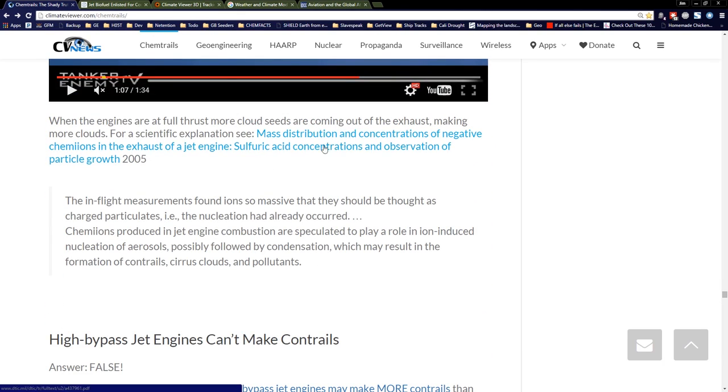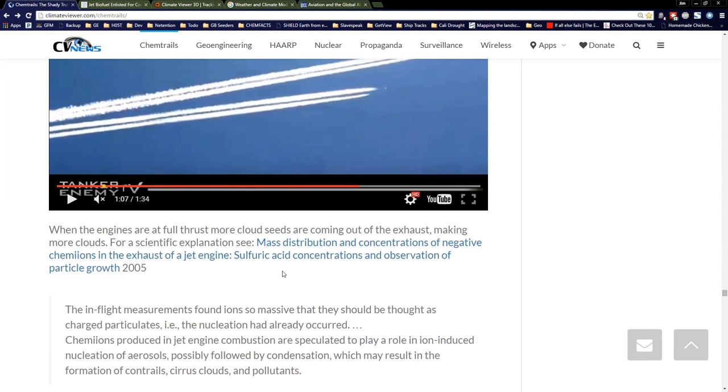You can read more about that here. Mass distribution and concentrations of negative chemions, or chemiions, however you say that, in the exhaust of a jet engine, sulfuric acid concentrations, and observation of particle growth. And they say right here, the in-flight measurement found ions so massive that they should be thought of as charged particulates. The nucleation had already occurred coming out of the engine. Chemions produced in the jet engine combustion are speculated to play a role in ion-induced nucleation of aerosols, possibly followed by condensation, which may result in the formation of contrails, cirrus clouds, and pollutants. So basically, you need some charge to make the nanoparticles and everything in this fuel stick to the soot. And they believe this is part of the mechanism of that.